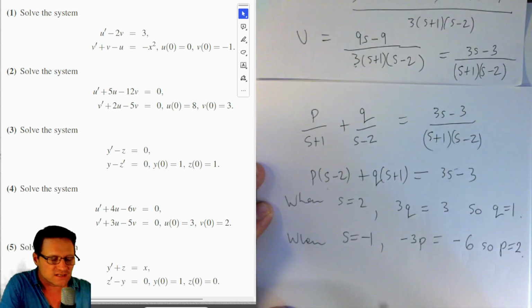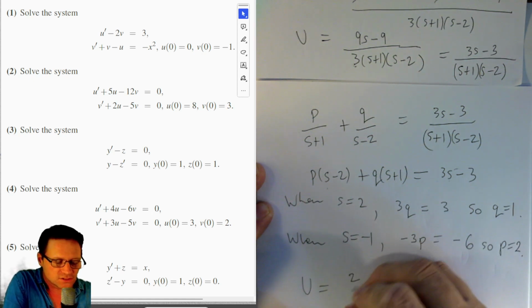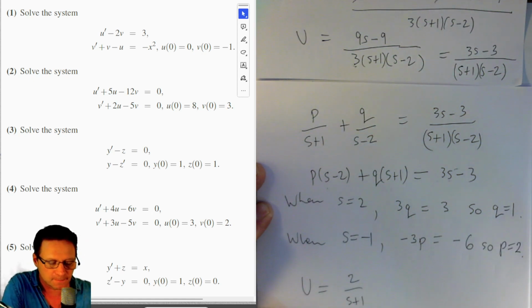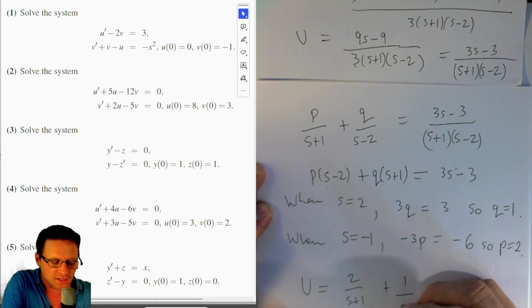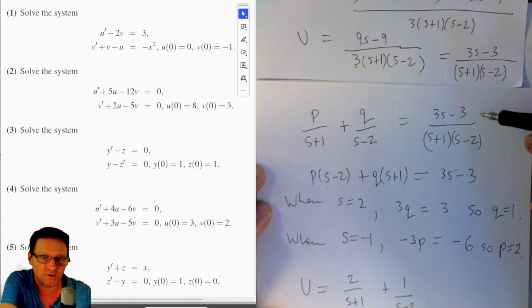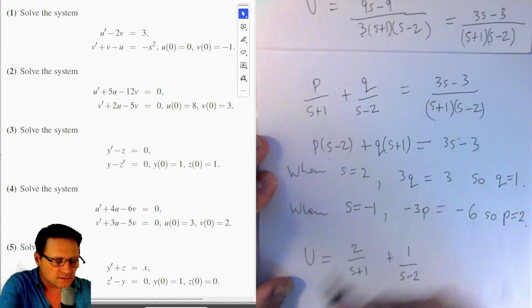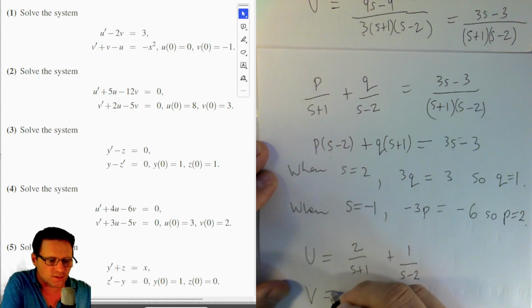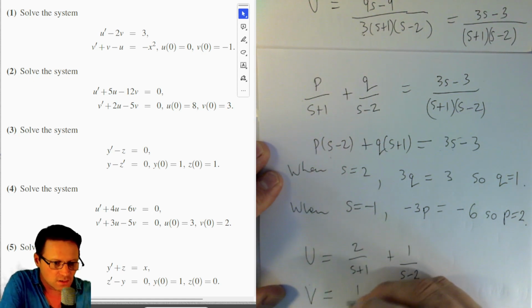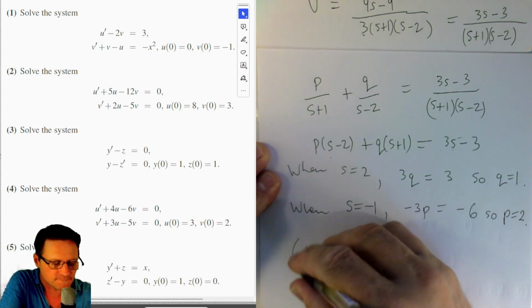Okay, and so that tells us then that U is equal to 2 over S plus 1 plus 1 over S minus 2. So if you put that back together, you get 3S minus 3, matching what we have there. Okay, good. Now, let's collect what we've already learned about V. So we learned that V was 1 over S plus 1 plus 1 over S minus 2.